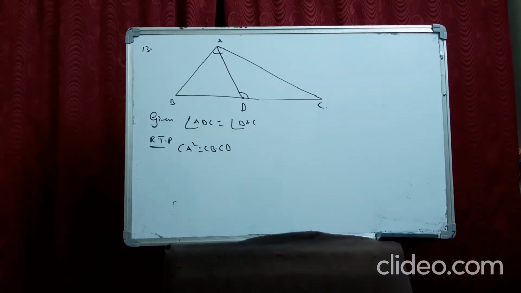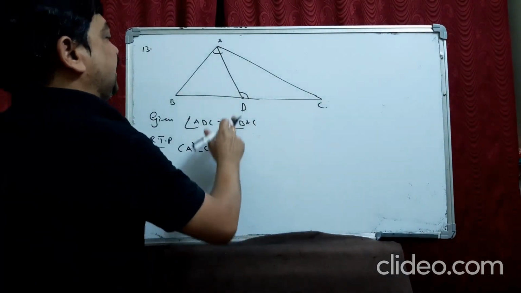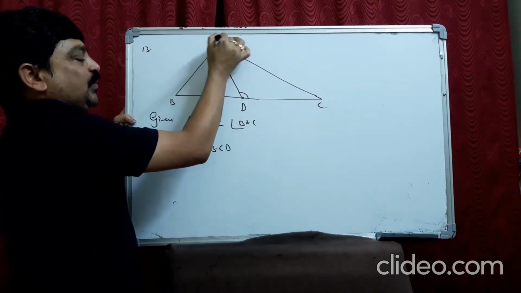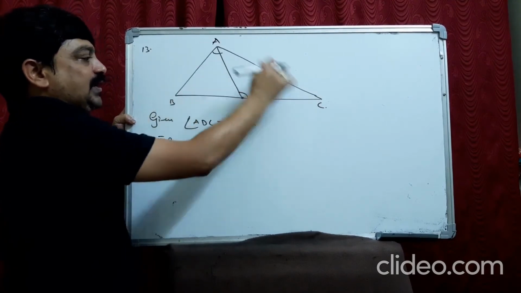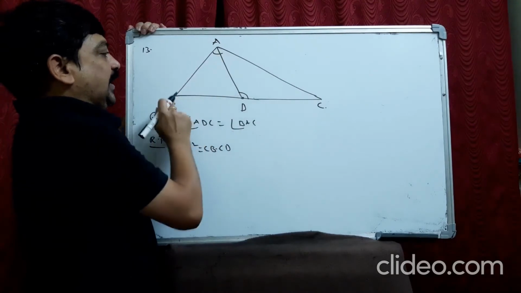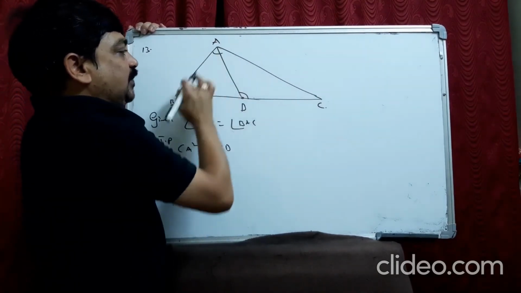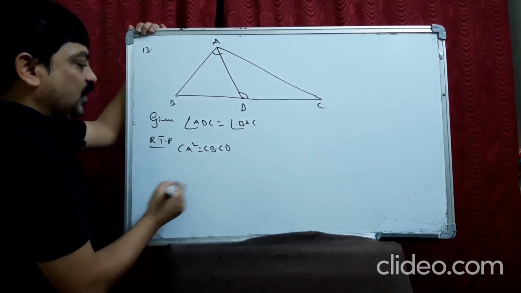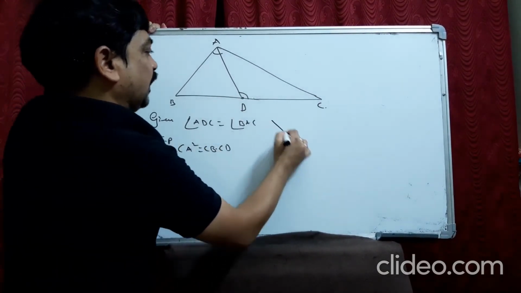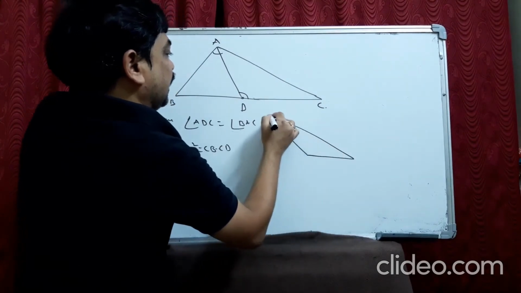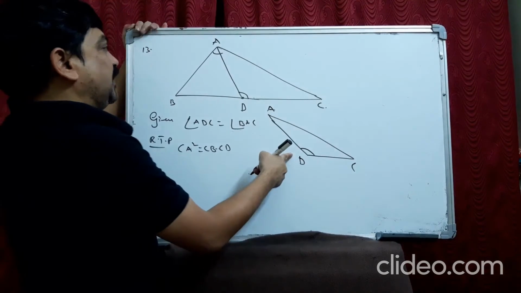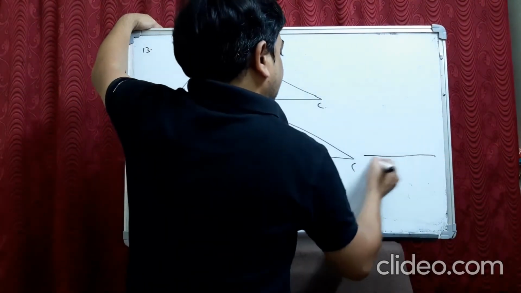Okay, see the 13th question. This is a question. D is a point on BC such that angle ADC is equal to angle BAC. If you observe carefully from ADC and BAC, C is common among them. We draw separately. Triangle ADC, I draw as it is. This angle is equal to BAC, no? I take A here.